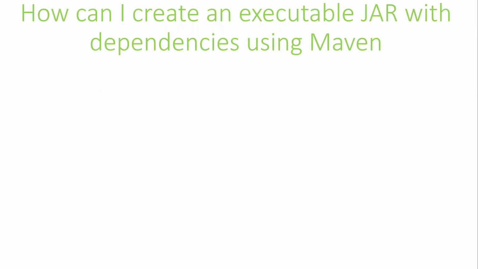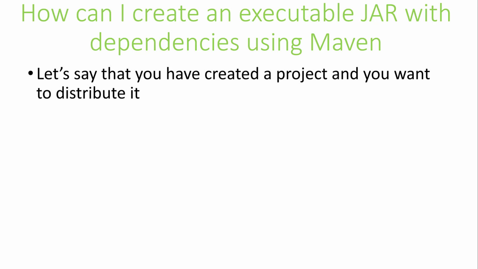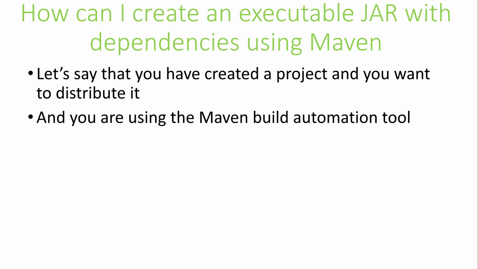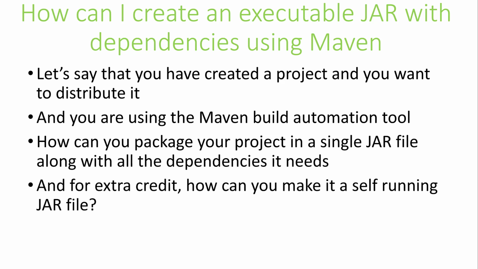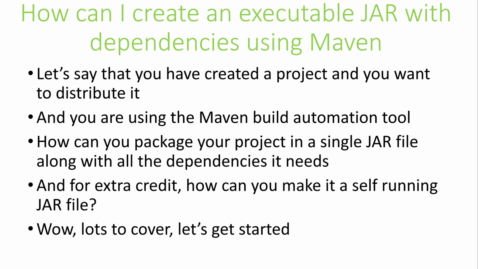The question we address in this video is how can we create an executable jar bundled with the dependencies using the Maven build tool. So let's say we've created a project and we want to distribute it in a single jar file. Let's say that we're using the Maven build tool to compile and package our application. How can we package the jar so it includes all the dependencies in a single jar file, sometimes referred to as a fat jar? And finally, let's make the result a self-running jar. Okay, that's a lot to cover, so let's get started.